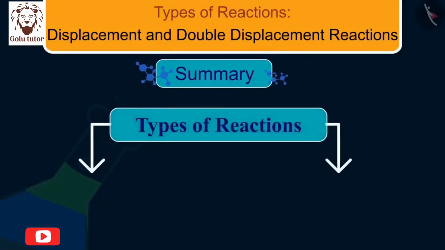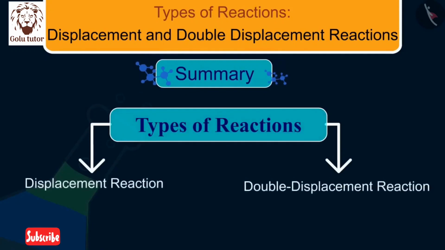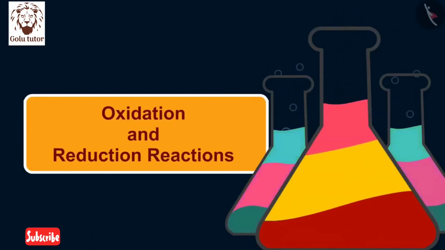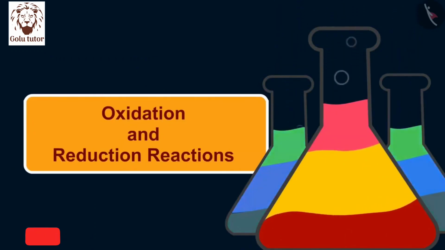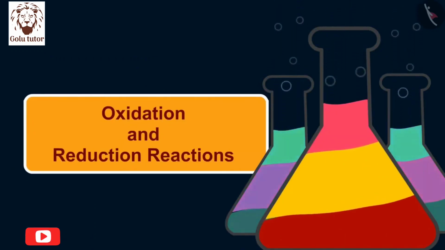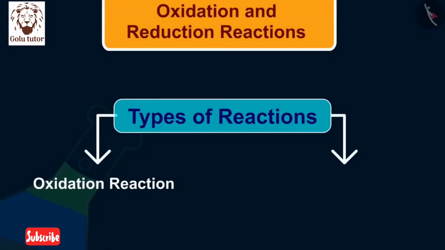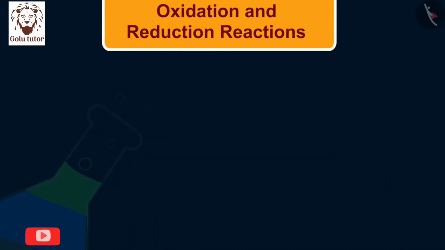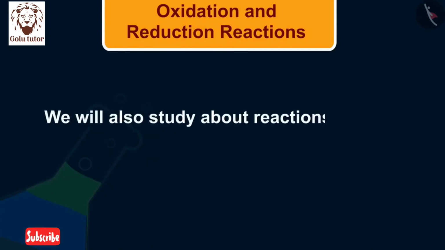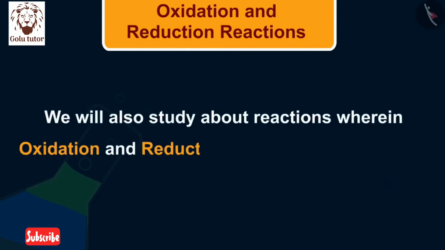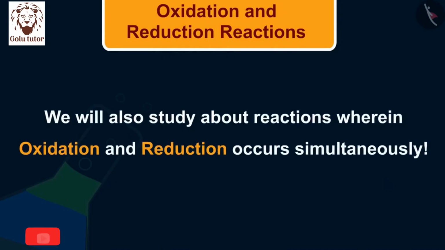Friends, in this video, we studied displacement and double displacement reactions. But in this session, we will study oxidation and reduction reactions. Friends, as you know, there are a number of types of reactions. Oxidation and reduction reactions are the types of reaction that we are about to study. We will also study reactions wherein oxidation and reduction occur simultaneously.